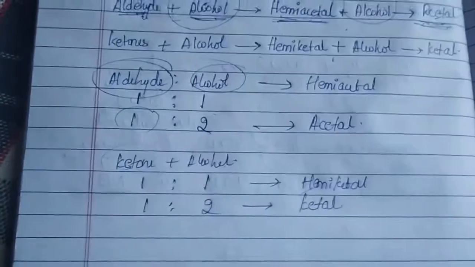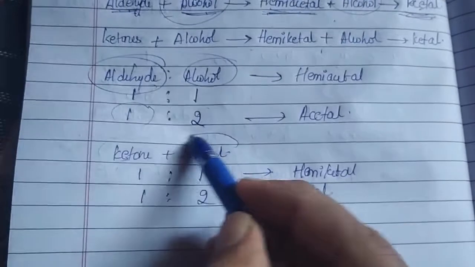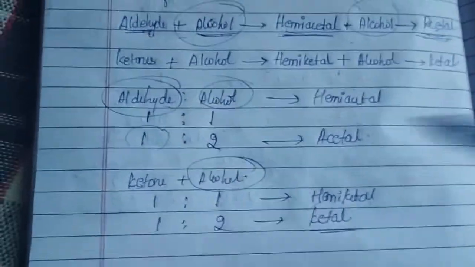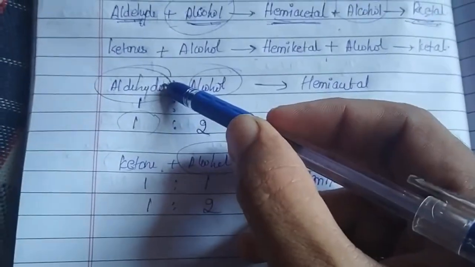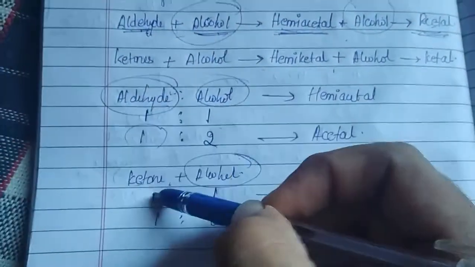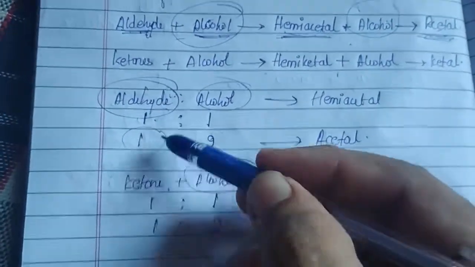So ultimately our final product depends upon the ratio of alcohol you are choosing, because in both cases it may be a carbonyl compound, that is aldehyde or ketone. We have just opted to choose just 1 mole.